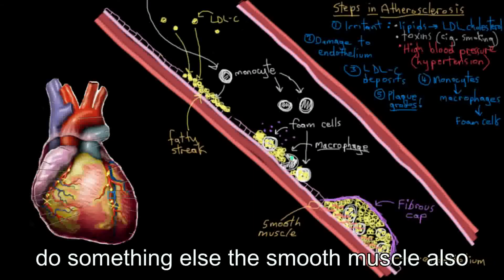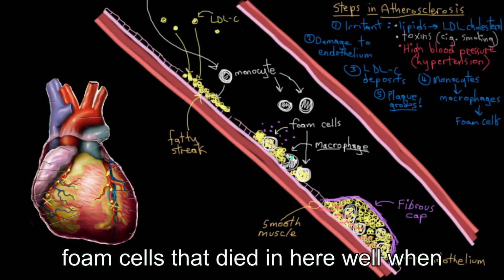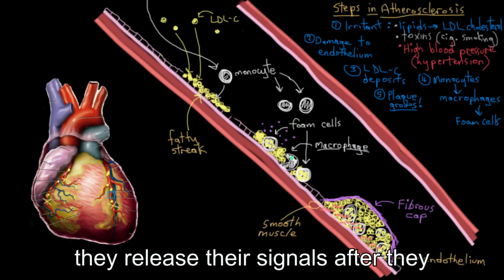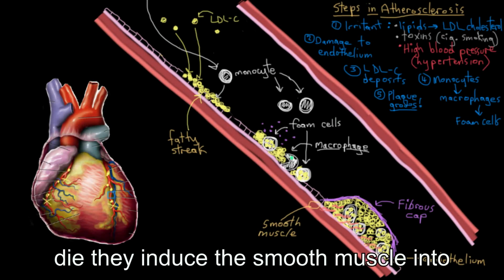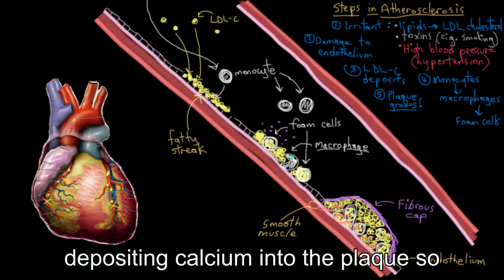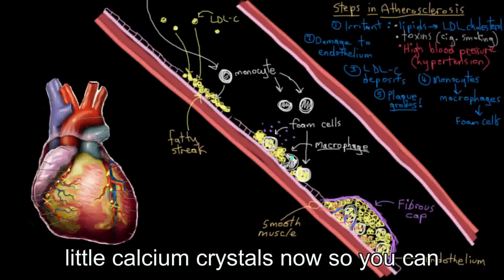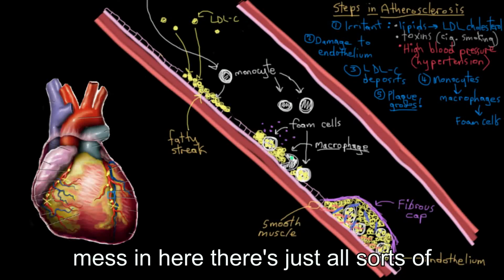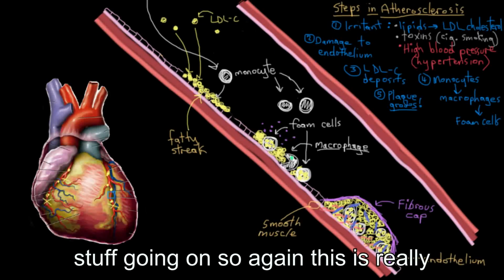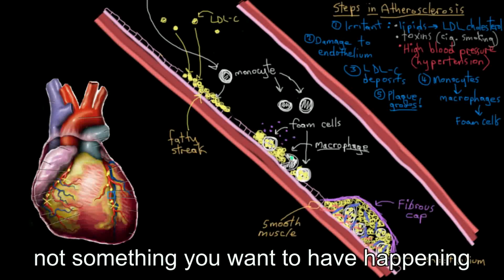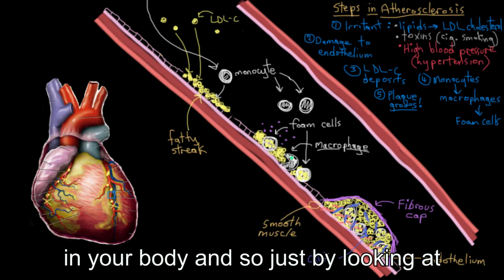And they also do something else. The smooth muscle also do something else. So you remember these foam cells that died in here? Well, when they release their signals after they die, they induce the smooth muscle into depositing calcium into the plaque. So I'll draw that in. I'll draw in these little calcium crystals now. So you can see it's just starting to look like a mess in here. There's just all sorts of stuff going on. So again, this is really not something you want to have happening in your body.